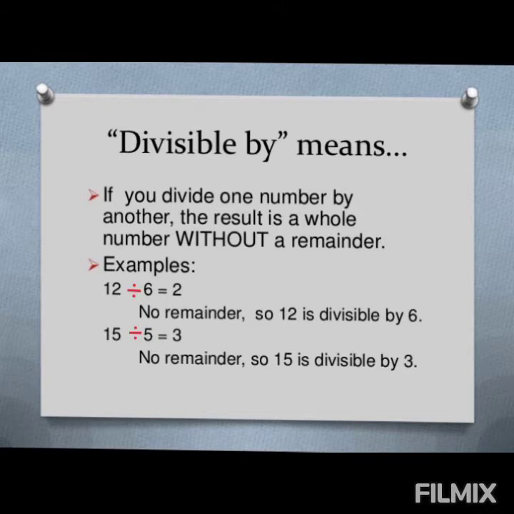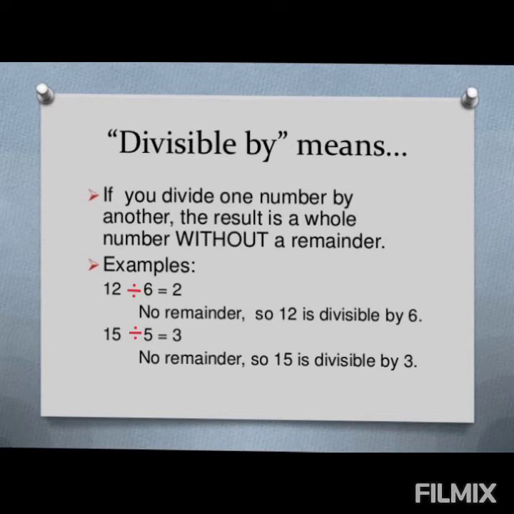For example, we have taken 12. 12 is the first number. We will divide 12 by 6. So when we divide 12 by 6, we will get 2. Here you will see there is no remainder. So 12 is divisible by 6.